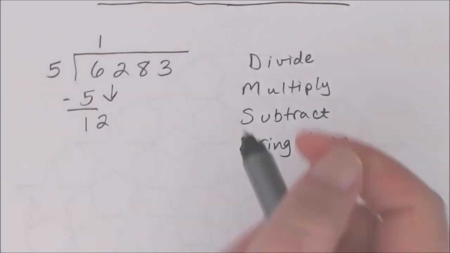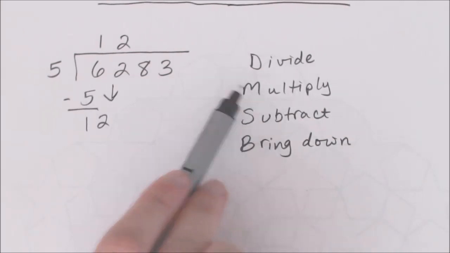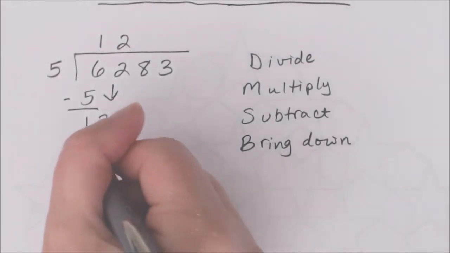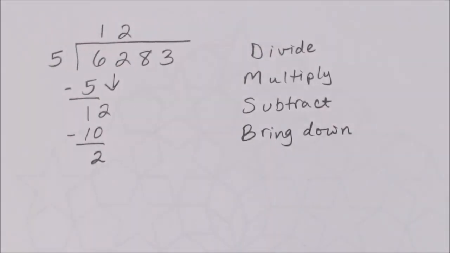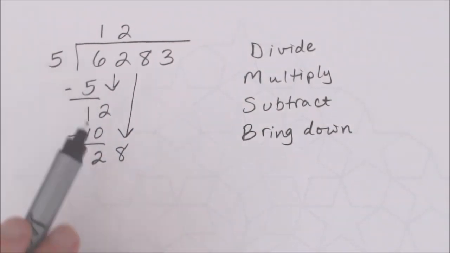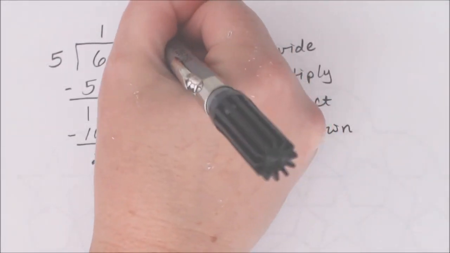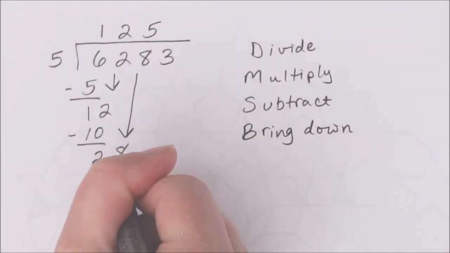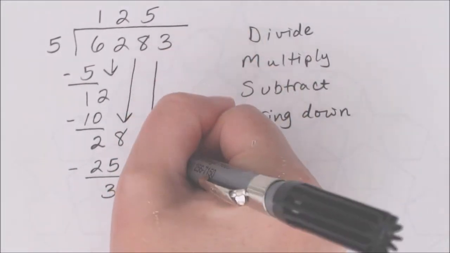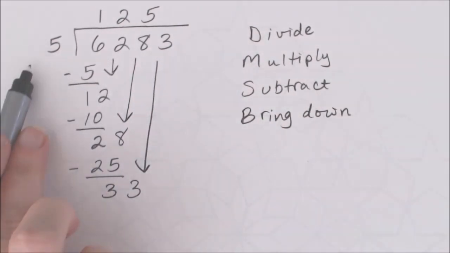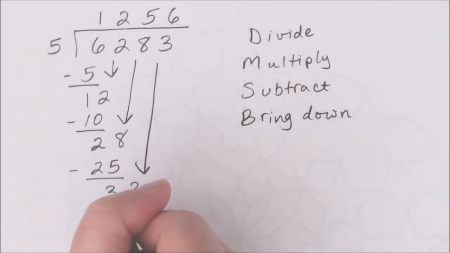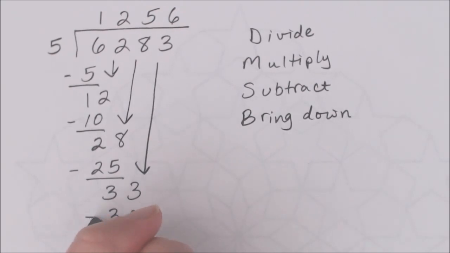5 goes into 12 twice. We're going to multiply. 2 times 5 is 10. Then we're going to subtract. That gives me 2. Then we're going to bring down. So there's the 8. Repeat it again. 5 goes into 28 5 times. 5 times 5 is 25. We're going to subtract. We get 3. Bring down. 5 goes into 33 6 times. 6 times 5 is 30. And then we're going to subtract.